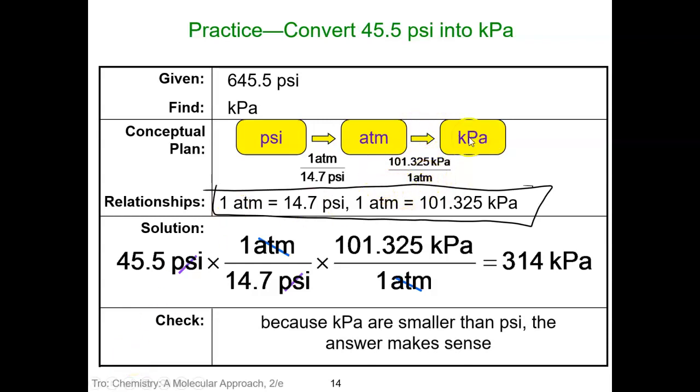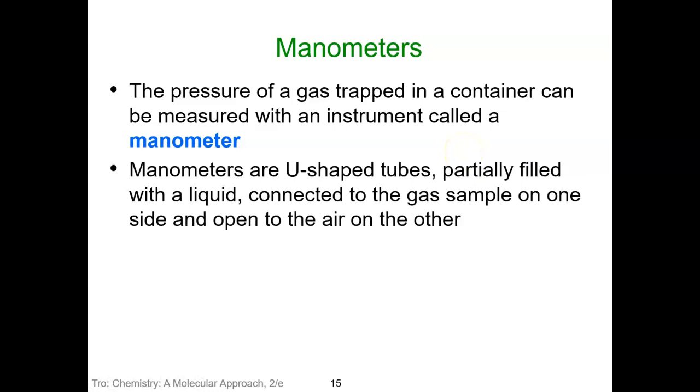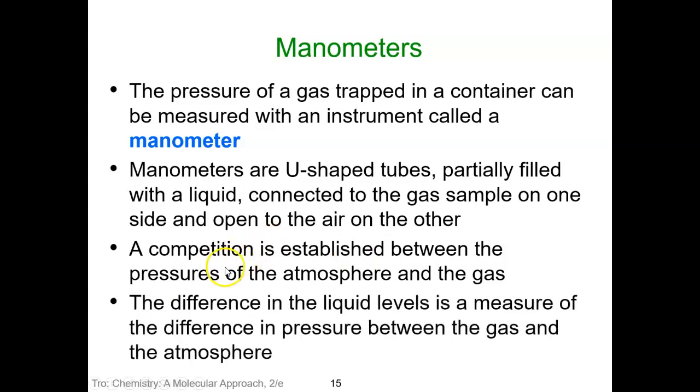All right, the next thing we're going to look at is a manometer. A manometer is something we can measure pressure with. It measures the pressure of a gas that is trapped. They're U-shaped tubes, partially filled with a liquid, connected to the gas sample on one side and open air on the other. So there's this little competition going on between the pressure of the atmosphere and the pressure of the gas. The difference in the liquid level is a measure of the difference in the pressure between the gas and the atmosphere. All right, so it's this competition between the atmosphere and the gas, the pressure of both of these.